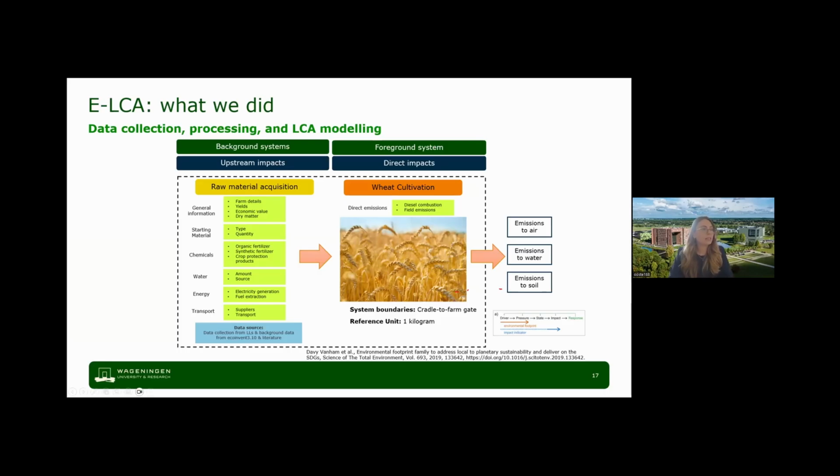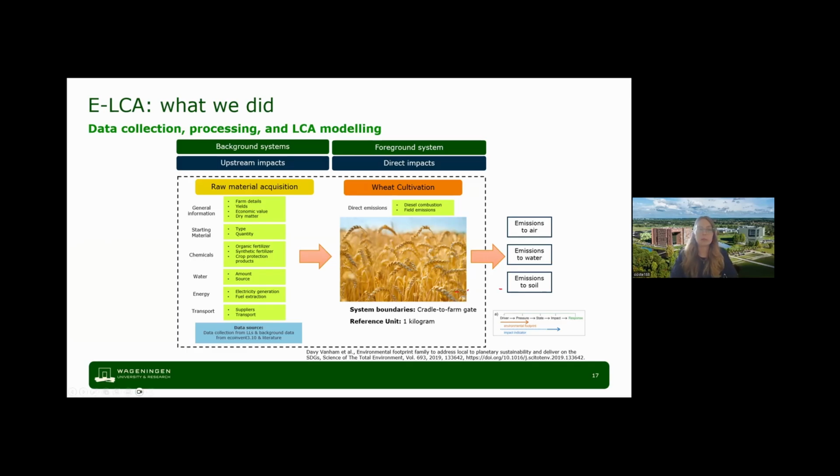So in LCA, this is what we call the system boundary. That's the part of the system we take into account. And as I mentioned before, we focus on the cradle to farm gate. So we don't take the further processing, transport and consumption of the wheat into account here, because we focus on the hotspots in the first part of the life cycle. And all the inputs are linked to a reference unit, which in this case is 1 kilogram of organic wheat. And then we collected all the information together with the living lab.